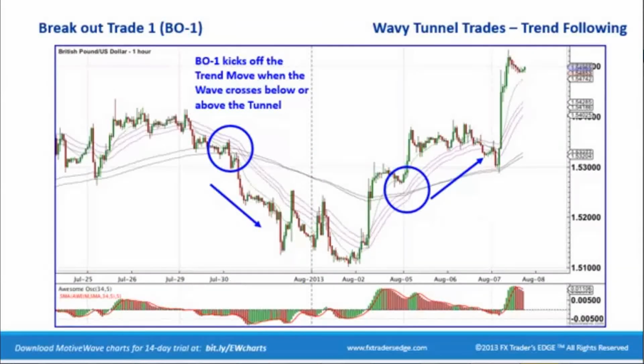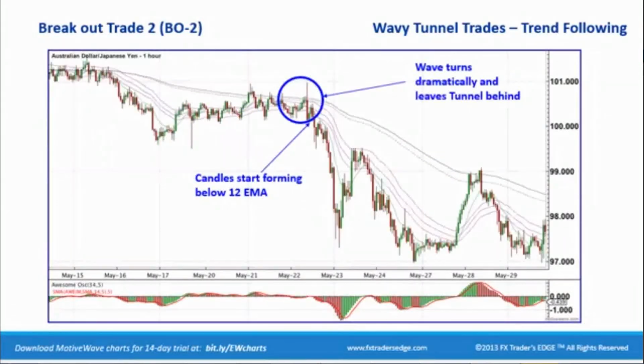The trend following trades are called the breakout trades. Breakout 1, breakout 2, breakout 3, and breakout 4. Breakout trade 1 is when the wave crosses the tunnel. This is the first trade setup. The rules of this trade will be made known in Module 2. We will define how to get into the trade, where to set the stop, and where to take the profits. In this module, Module 1, we are just introducing the 6 trade setups produced by the wavy tunnel model.